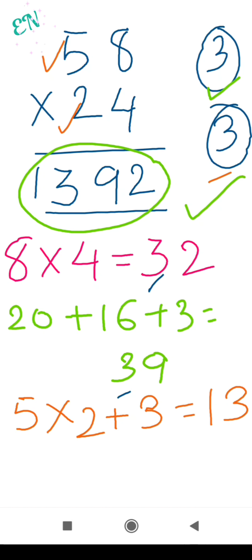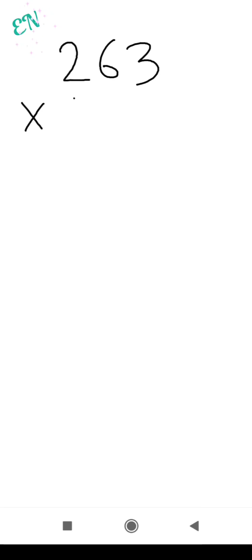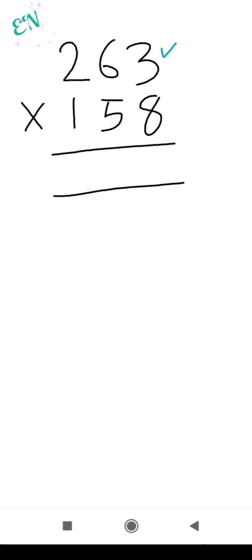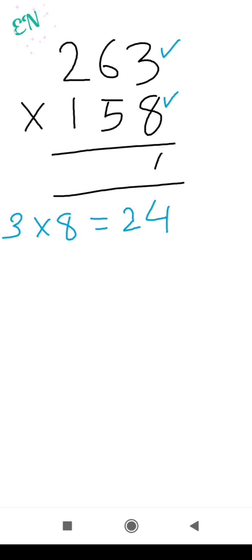So now let's move on to the 3 digit number multiplication. Suppose we have to find out the product of these two 3 digit numbers. In this case also, the first step is to multiply the ones places. So 3 into 8 is equal to 24. So 4 we will write in the answer and 2 we will keep aside as carry.